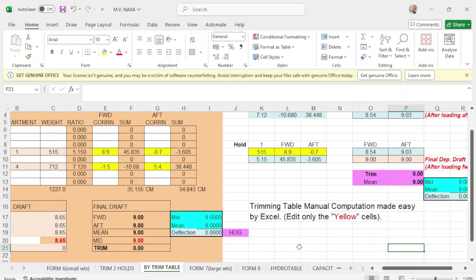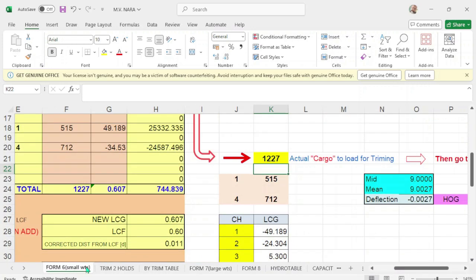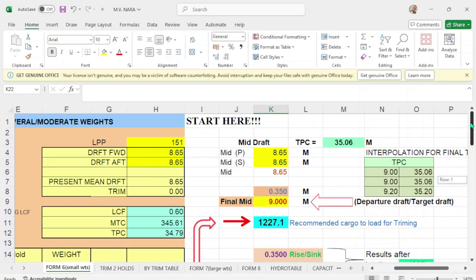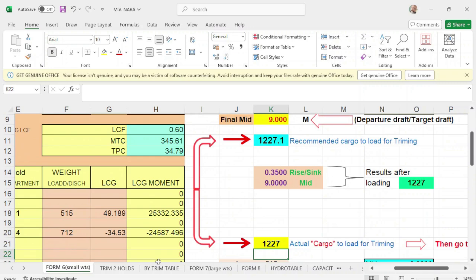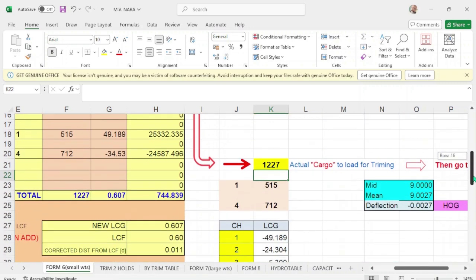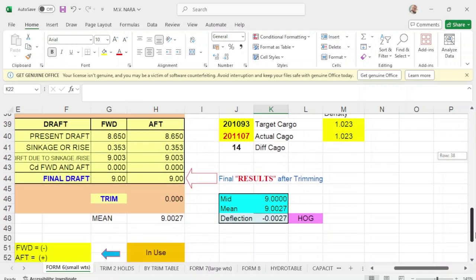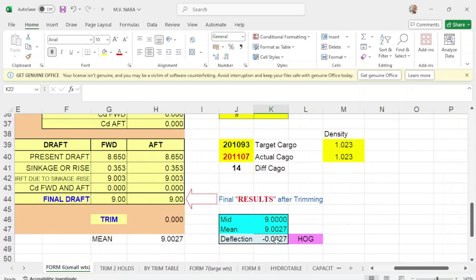The important point is, in using this program, I would recommend that you use the TPC of your final departure drop of 9 meters, which is this one. And that's it, guys. I'm pretty sure if you follow this formula and the recommended cargo to load for trimming, that you will have a zero deflection. I'm pretty sure of that.